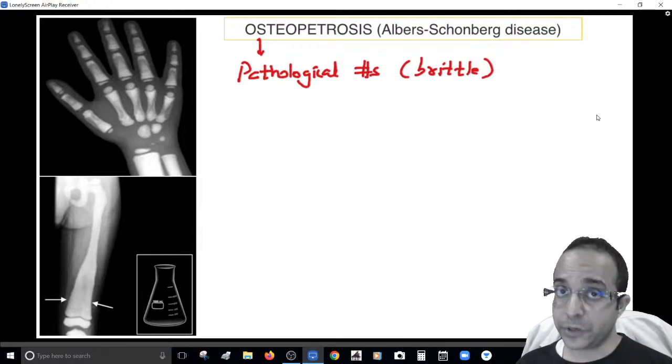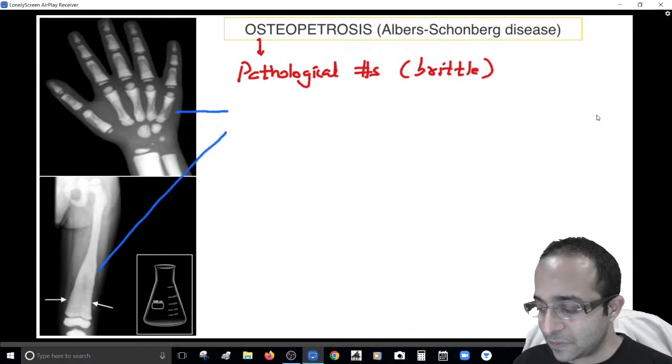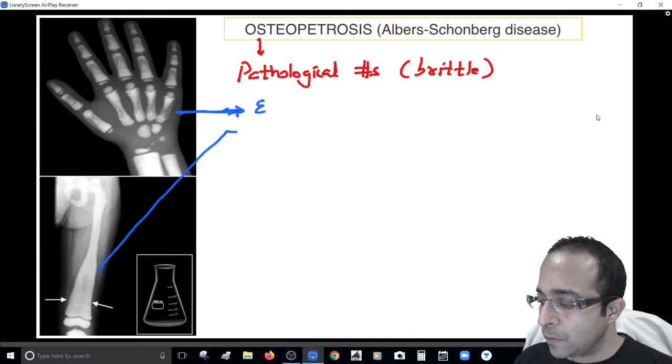Osteopetrosis to a radiologist would mean these classical deformities. So what you see in this first image, we call it endobones. I'm sure you can pick it up. The classical appearance, bone within bone.